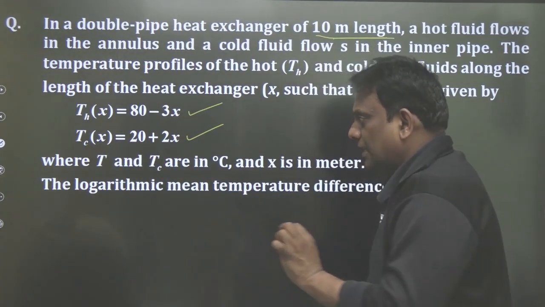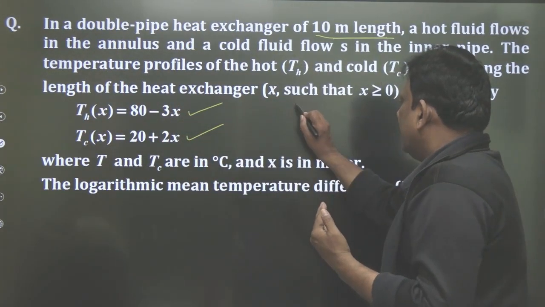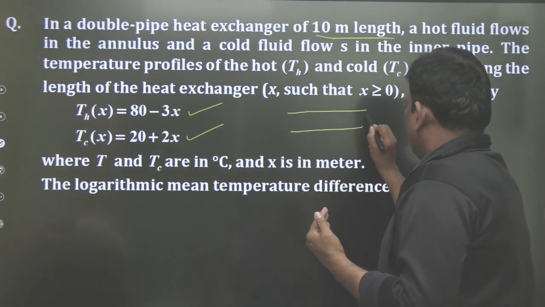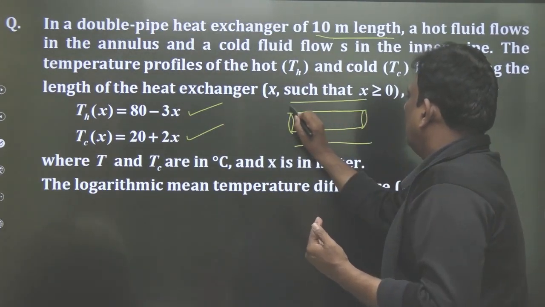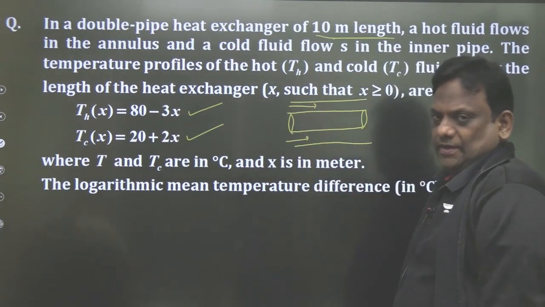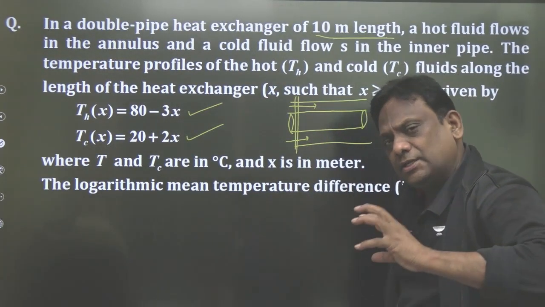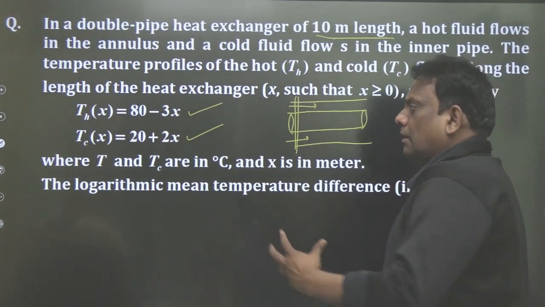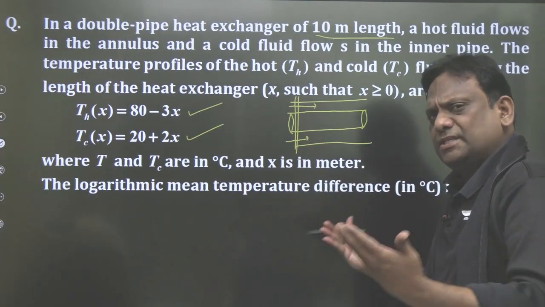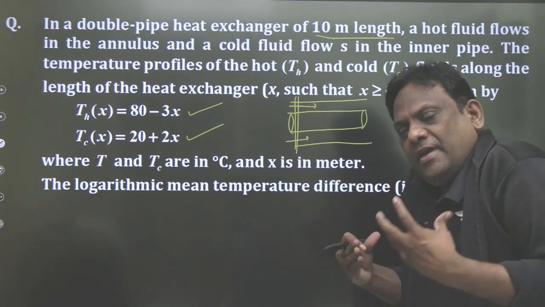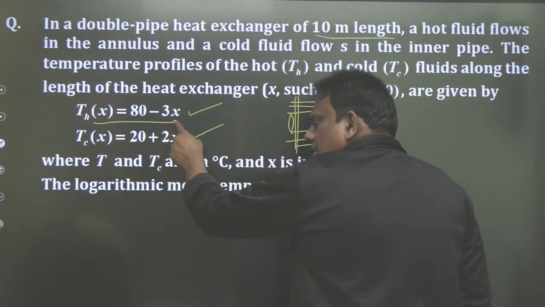Please note down that this is the variation of temperature with the length, X stands for length. So if this is our heat exchanger, this is your pipe and this is the annulus, and both fluids are flowing like this. Look carefully. Now, at the inlet section, just by looking at this question, you may get confused. So far, we have solved logarithmic mean temperatures where just inlet and outlet temperatures were given, and we calculated LMTD. But here, the variation of temperature of hot fluid is given with X.